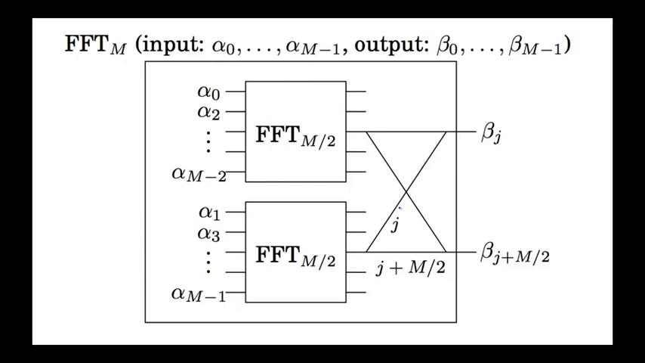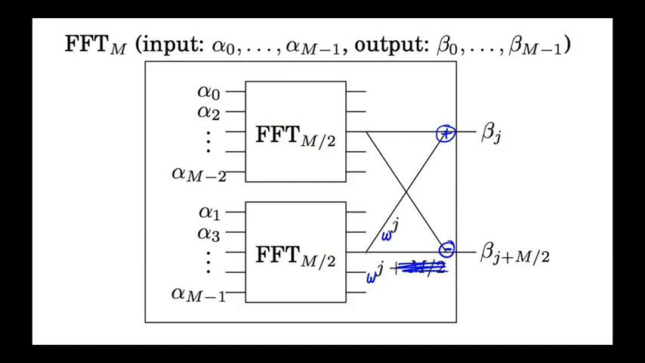And then what we do is the jth output on the top is the sum of the jth output from the top FFT and the jth output from the bottom FFT, multiplied by omega to the j, and you add the two up. For the bottom, you take the difference: again the jth from the top and the jth from the bottom multiplied by omega to the j, and then you subtract. Okay, so we want to carry this out quantumly.